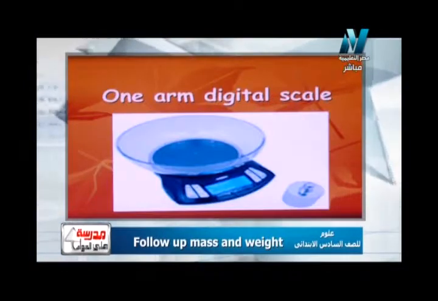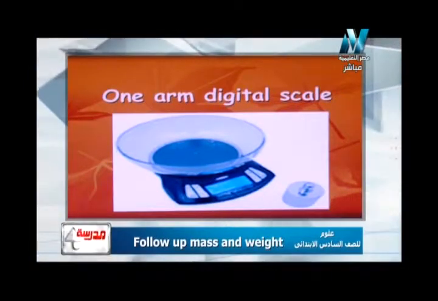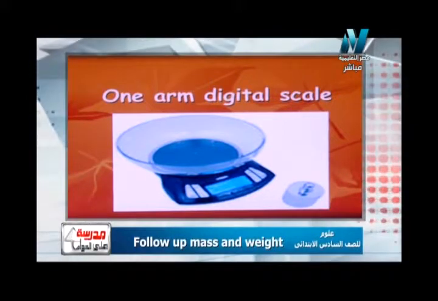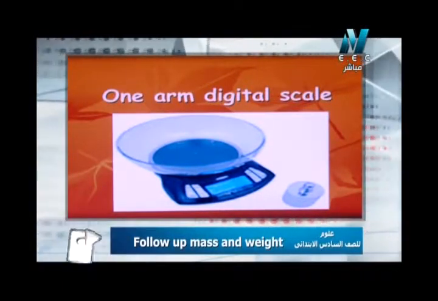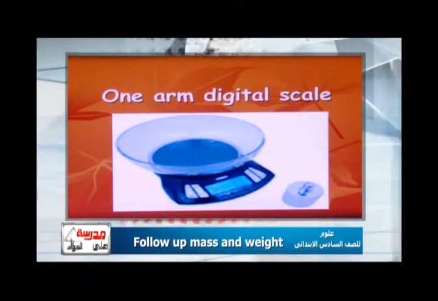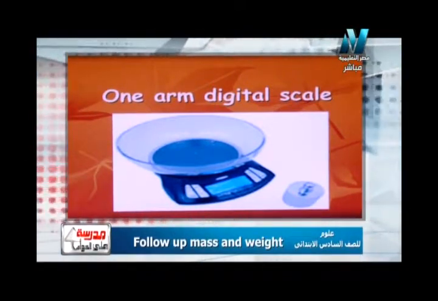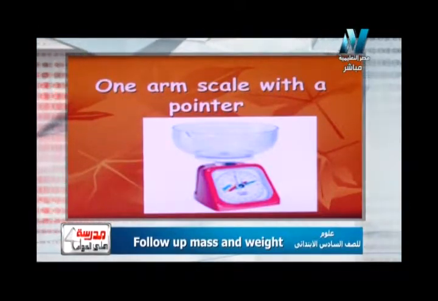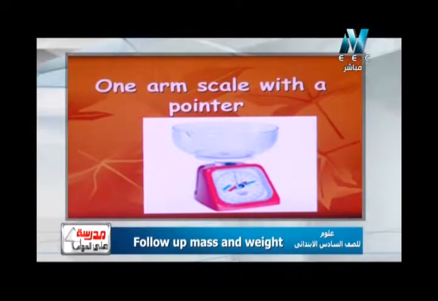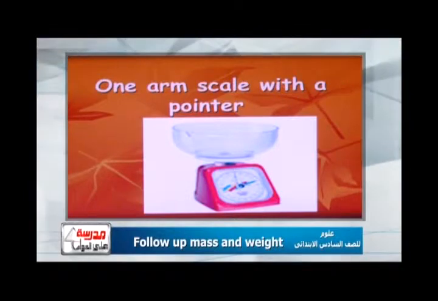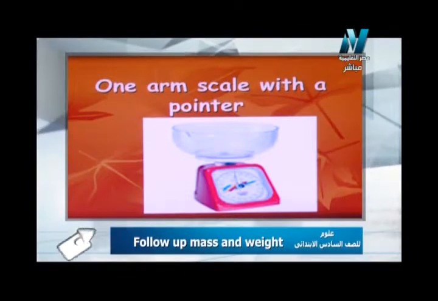So we have two types of scales. عندنا نوعين من الموازين. One arm scale ميزان ذو كفة واحدة زي اللي قدامنا دلوقتي، وده بنسميه one arm digital scale ميزان ذو كفة واحدة رقمي. Another type or another example of one arm scale with a pointer ميزان ذو كفة واحدة بمؤشر.